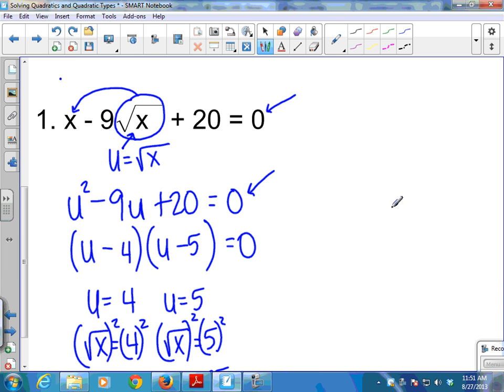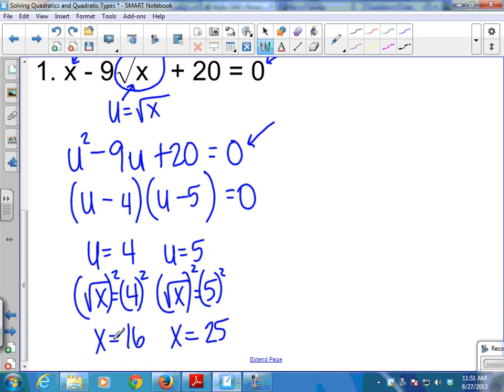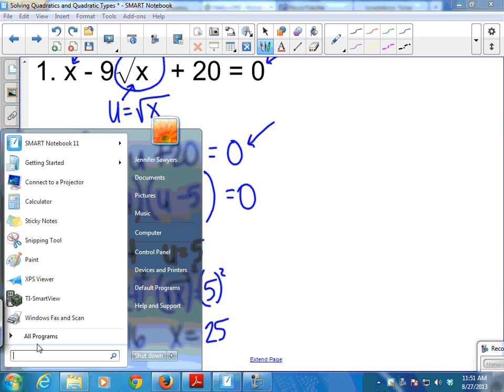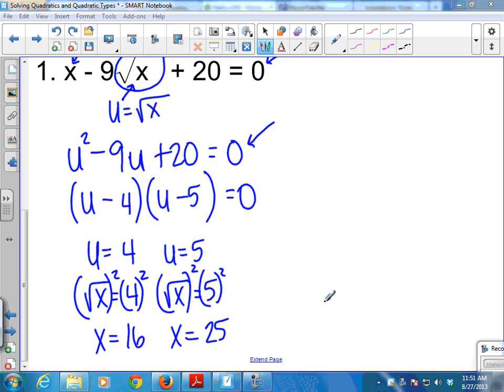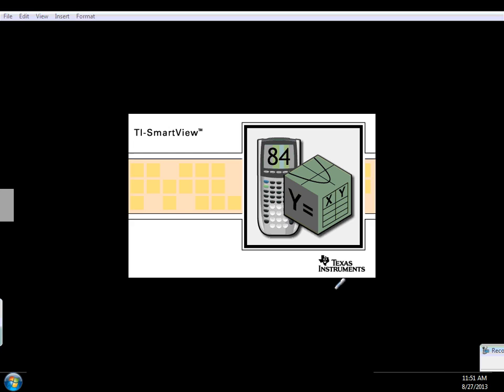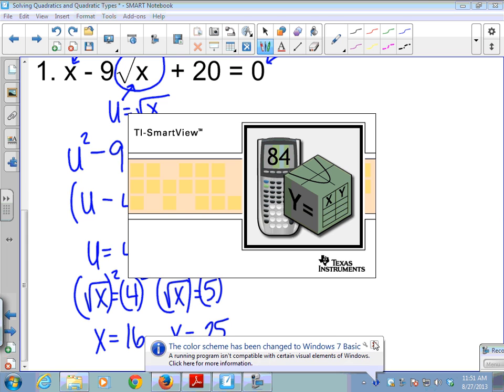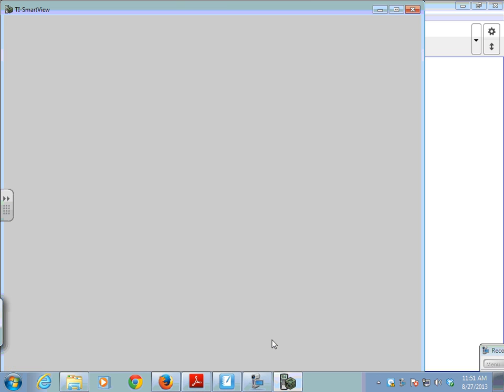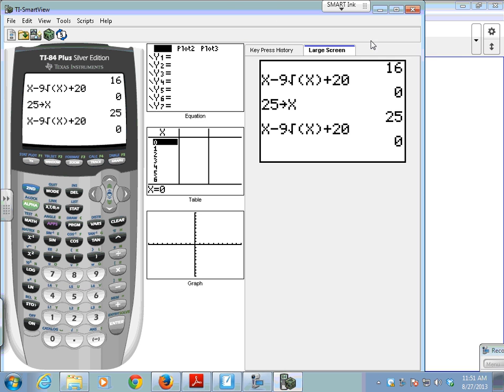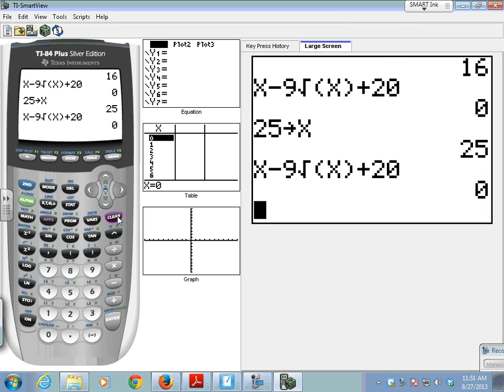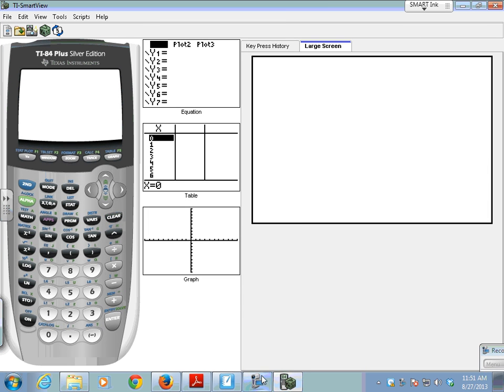So I'm going to go ahead and show you how you can check these two answers on your calculator. So go ahead and get your calculator out if you have one. If not, watch what I do. Alright, so what I'm going to do is check my two solutions, and the way that I'm going to do that is by showing you a trick that I think is really handy sometimes.